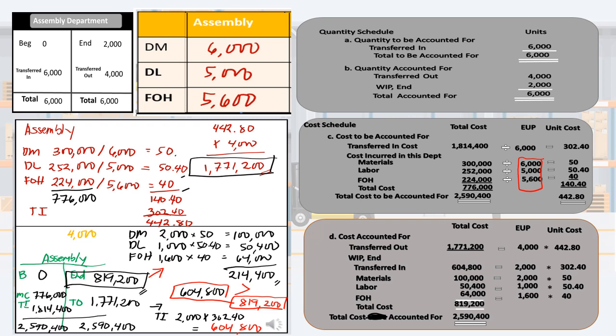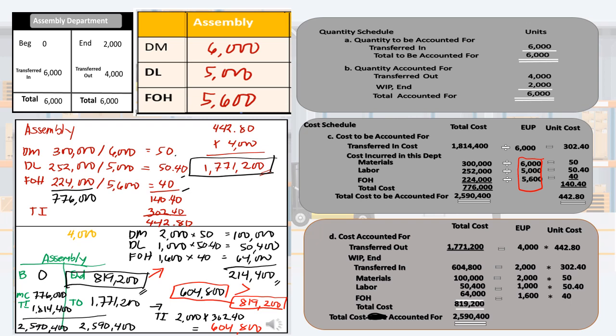Then, ilalatag lang po natin yung component ng WIP ending natin. So, sa case natin, hindi na lang po tatlong manufacturing cost yung ilalagay natin. Kung hindi, mag-a-add na po tayo ng transferred in na naipadala sa assembly pero hindi po natin naipadala sa next department kasi hindi pa natin natatapos yung production.